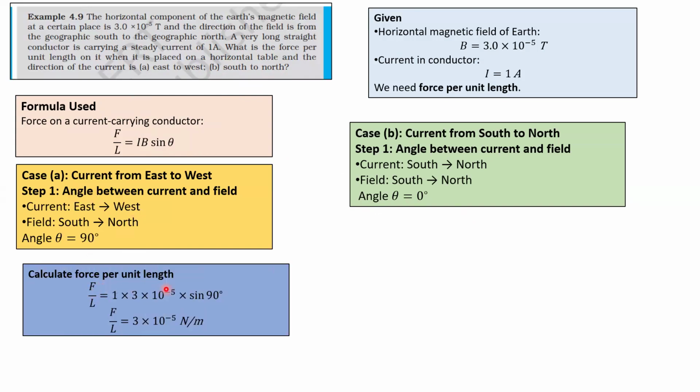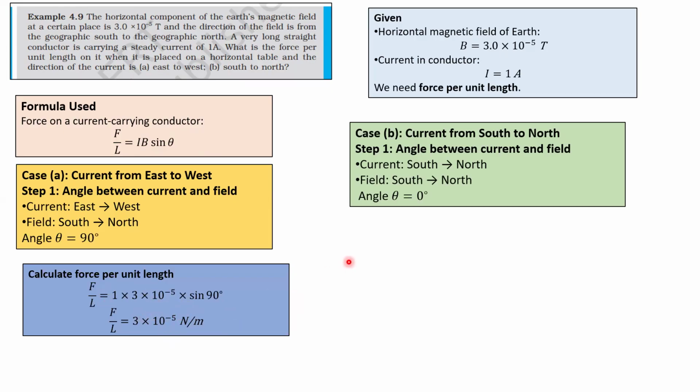Calculate the force per unit length. Formula: F by L equals IB sin theta. In the first case, theta equals 90, so it becomes sin 90. Current value is 1 multiplied by magnetic field 3 × 10^-5. That is 3 × 10^-5 Newton per meter. Force per length value is 3 × 10^-5.